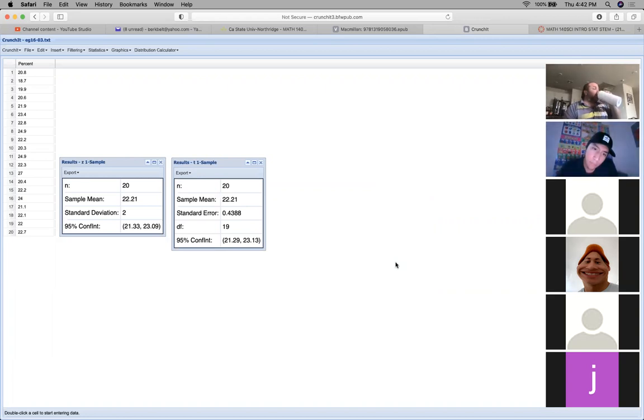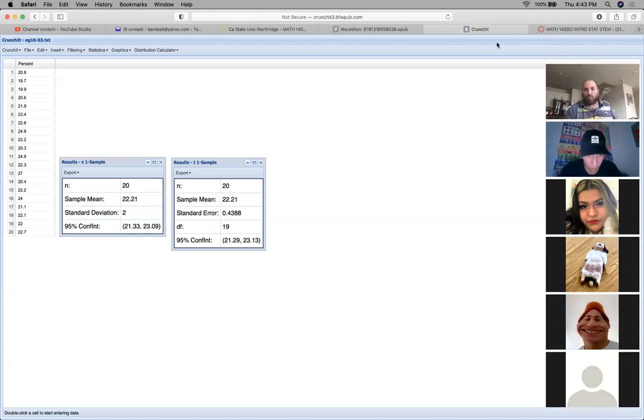It's bigger. It's a little bit wider. Not much, but I go a little bit left, a little bit right. The confidence interval is a little bit wider. Do we agree with that? Yes. The left side got smaller. The right side got bigger. The confidence interval got wider.